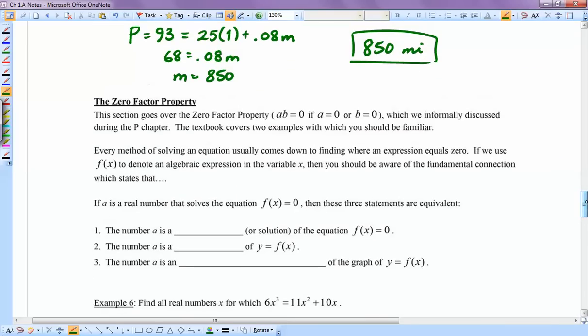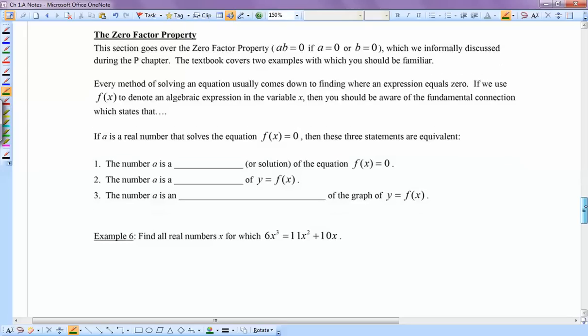Okay, one more thing. The zero factor property. We're not going to do the last page in this video. So zero factor property is something we talked about in class. A times B equals 0 only when A is 0 or B is 0, which also in math means they could both be 0.